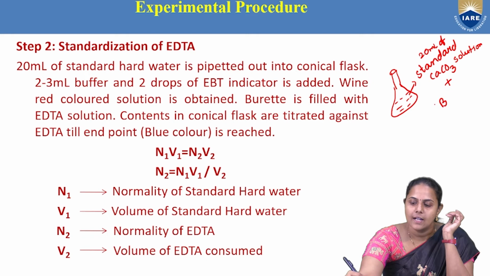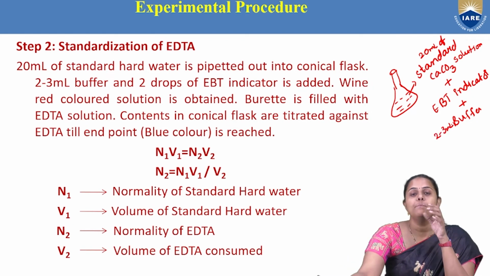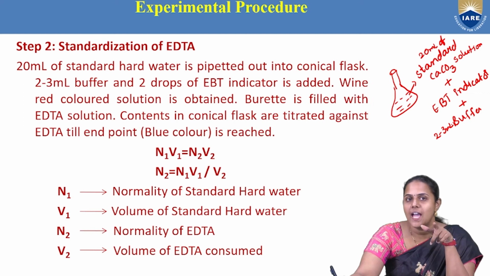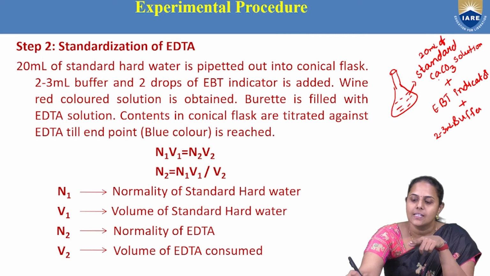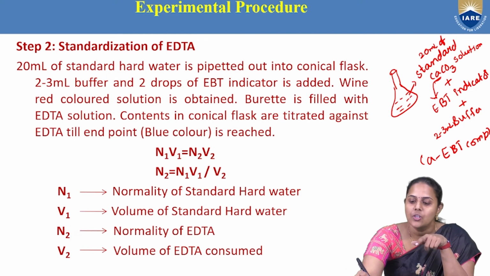We will be adding EBT indicator and also buffer. Ammonical buffer solution, that is 2 to 3 ml, is added. Okay, now what will happen? Just recollect the principle. Wine red color is obtained. The calcium present in the water will combine with EBT indicator and form calcium EBT complex. As this calcium EBT complex is wine red in color, the solution will be wine red.